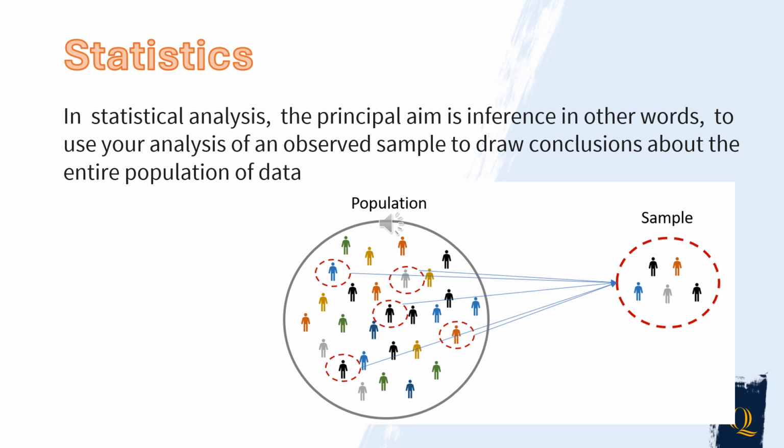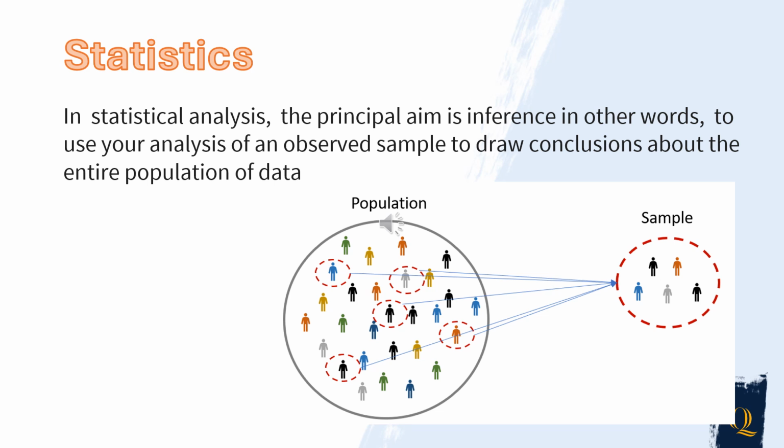In statistical analysis, the main goal is inference. This means using a small, observed sample of data to make generalizations or draw conclusions about a larger population. For example, in the illustration you have in front of you, we have a population, which is the entire group of individuals or data points that we are interested in studying. However, it is often impractical or impossible to analyze the entire population due to size, cost, time constraints, or others.